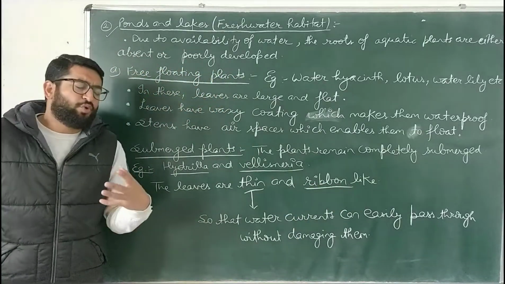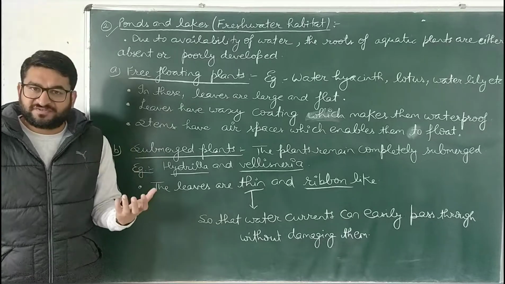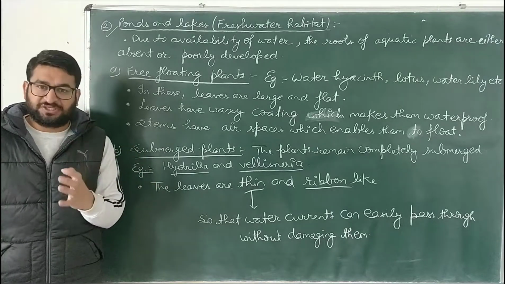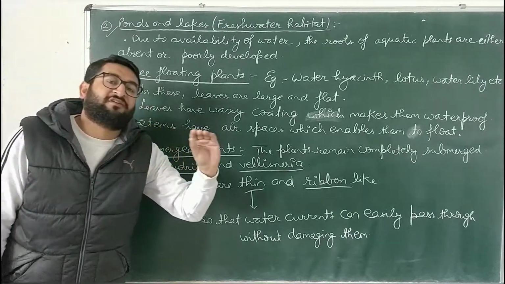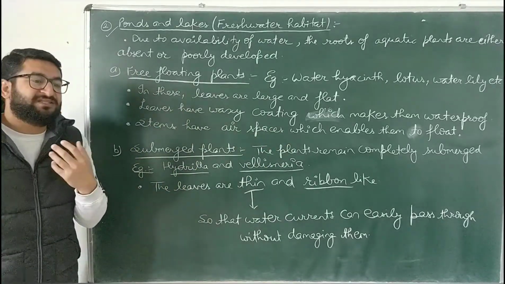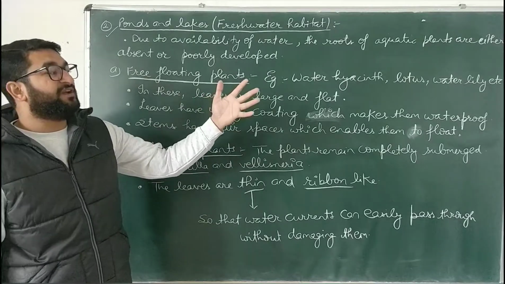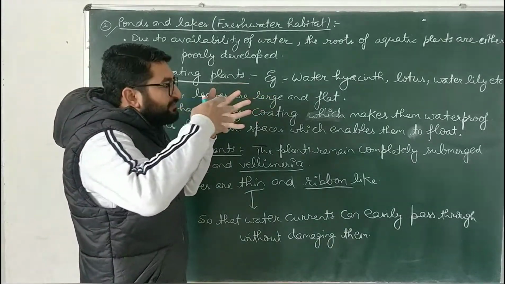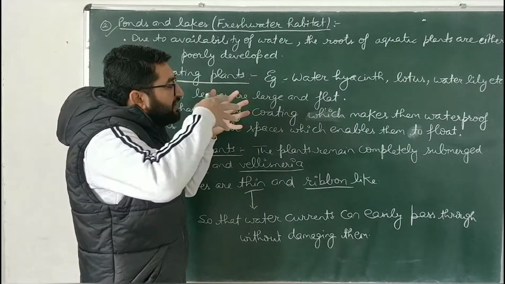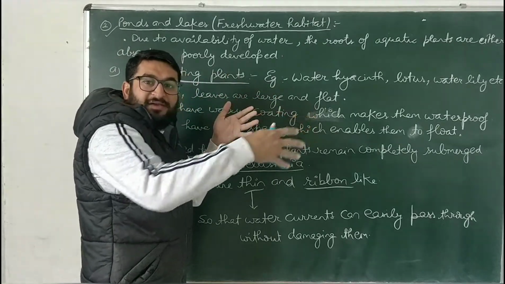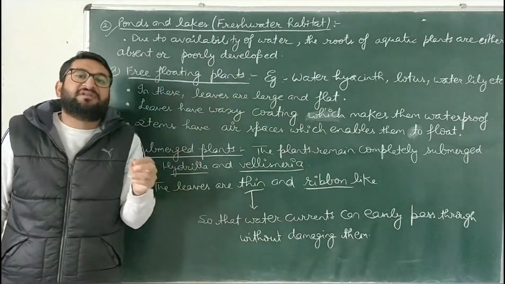Those thin and ribbon-like leaves provide them protection against the moving water currents. पानी की जो बहती धाराएं हैं उससे बचाने में हेल्प करते हैं. They are like just fingers. The water currents will pass between these leaves and the leaves will not get any damage.